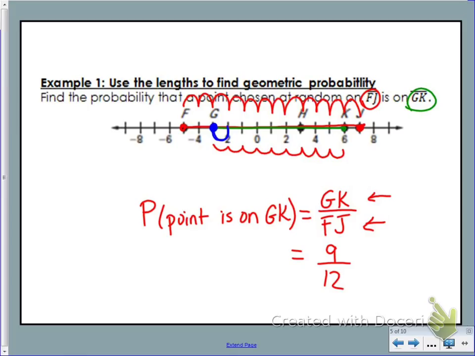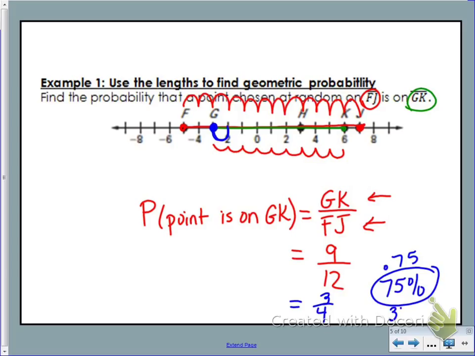If you can, you're going to simplify this. Well, 9/12 simplifies to be 3/4. So basically, I have a 3 out of 4 chance that my point chosen at random will be on segment GK. Another way that we often see these probabilities listed would be a percentage. Well, 3 over 4 is the same as 0.75, which becomes 75% by moving your decimal over 2 places.